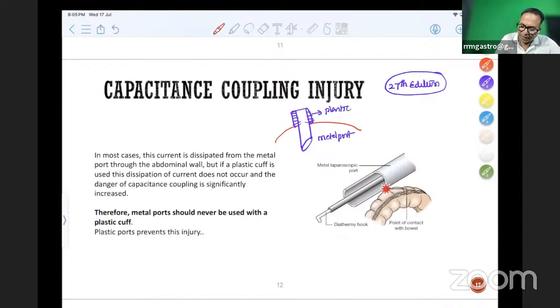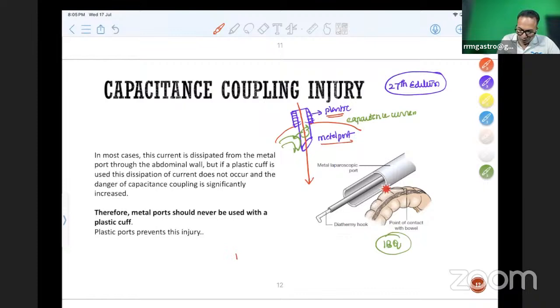If I am passing an instrument through this metal port, the insulated instrument will develop a current called capacitance current. That current developed here will transfer to the metal port and will touch the bowel. Once upon a time, this was a very famous question. Capacitance coupling injury was once a very common image-based question. Luckily, this is not seen nowadays because we are no more using a metal port with a plastic cuff.